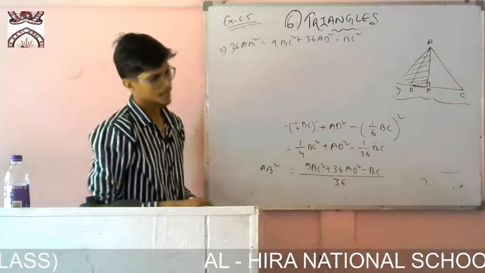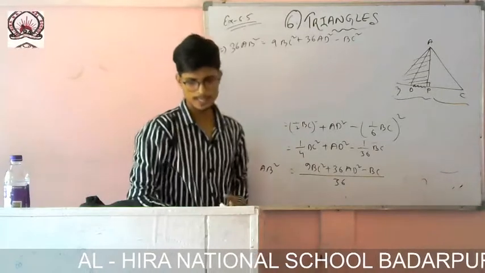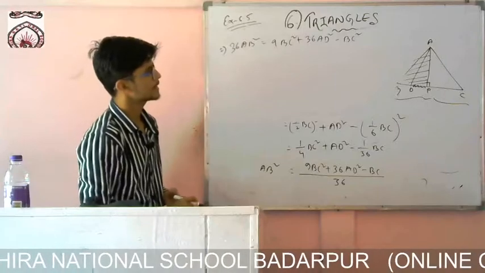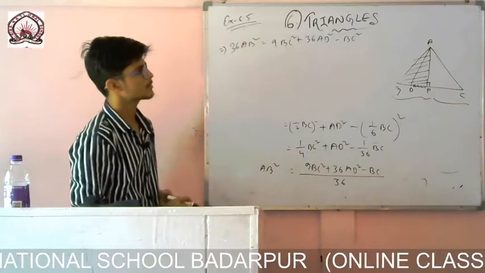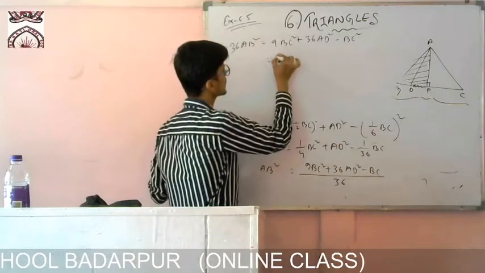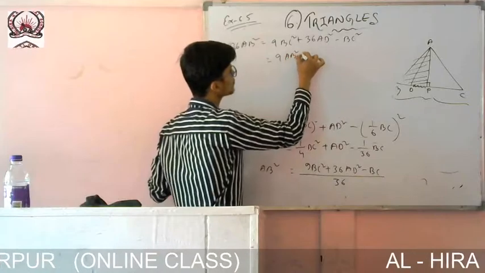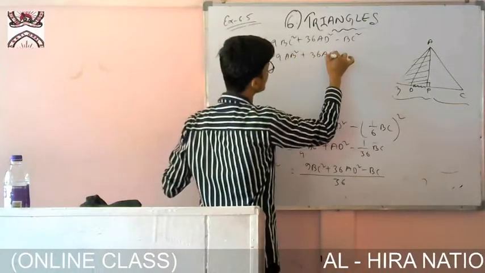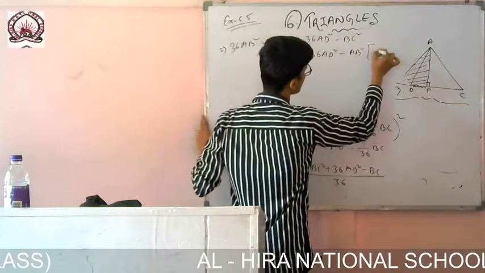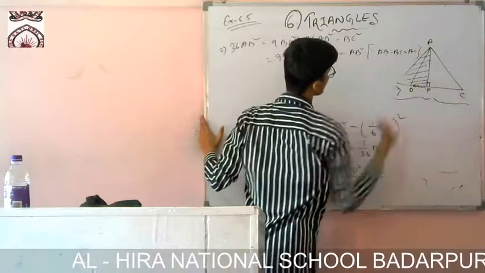Before starting the sum, I have said that this triangle is an equilateral triangle, and in an equilateral triangle all the sides are equal. So AB is equals to BC is equals to AC. So in place of BC I am writing AB. So I can write 9 AB square in place of BC, plus 36 AD square, let it be, and minus BC I am writing here AB square. Since AB equals BC equals AC, you write it.